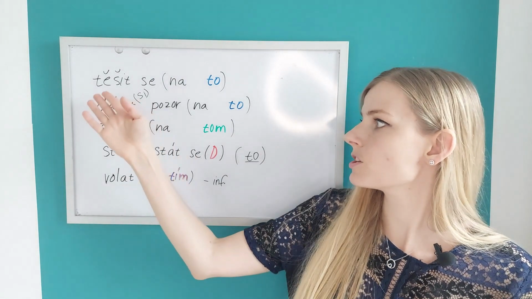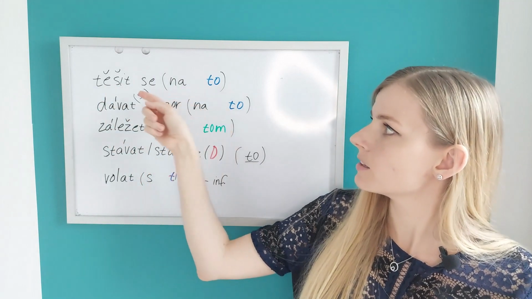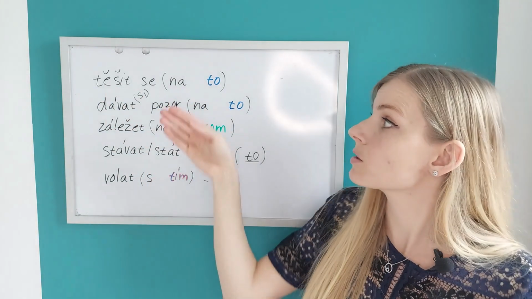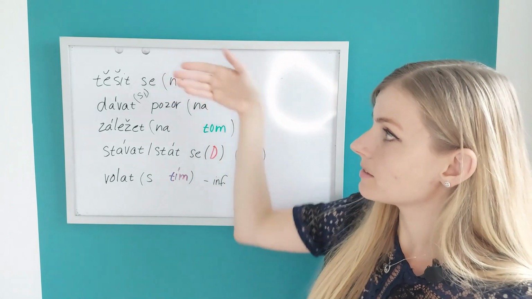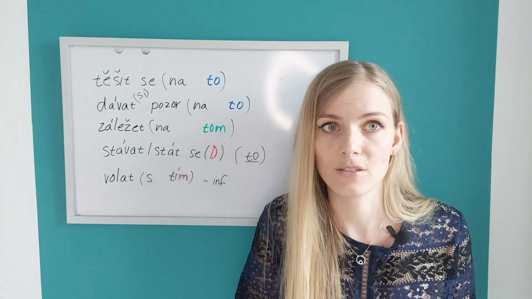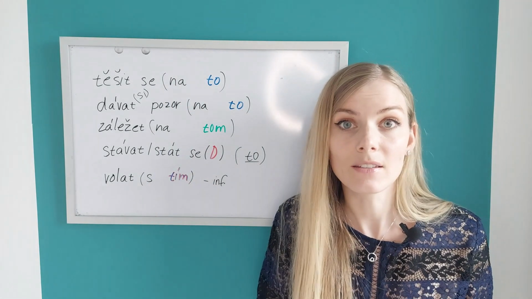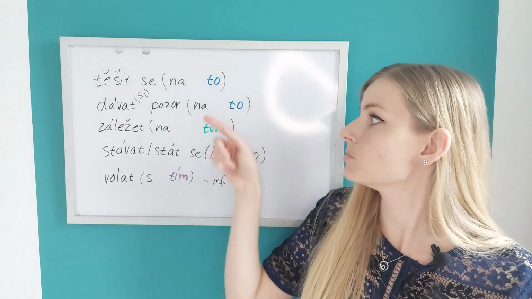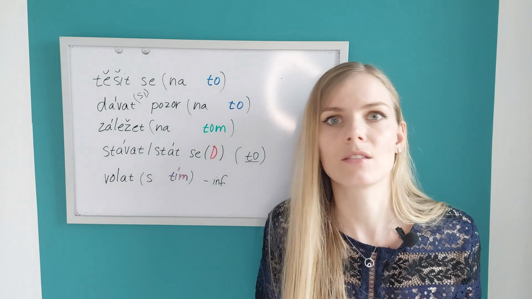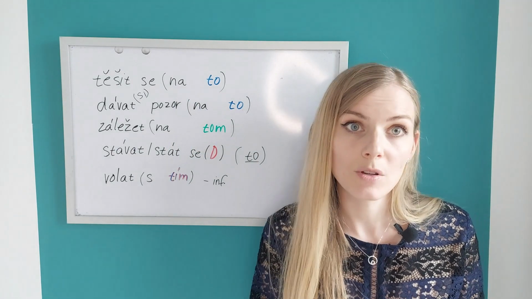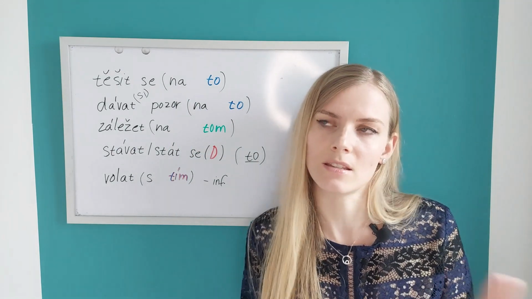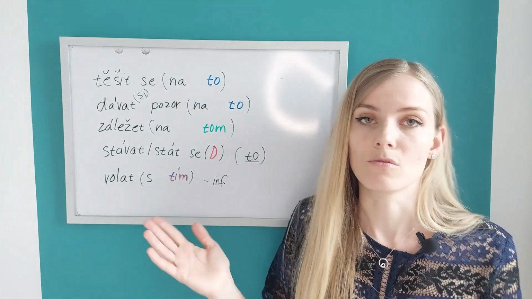And here too, těšit se na, to look forward to something. Even when you have it without this, you can imagine that it means to look forward to. So that's why we can leave these parts out, because it has the same meaning. There's no other meaning. You won't be confused. Oh, which meaning is it? Because there is only one.